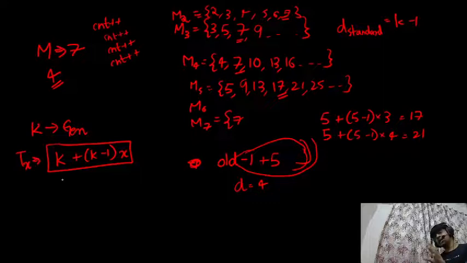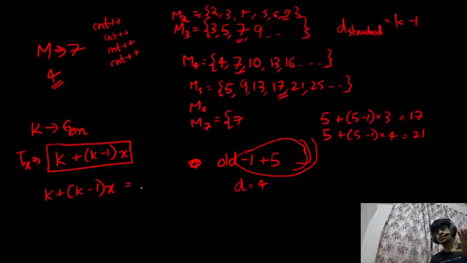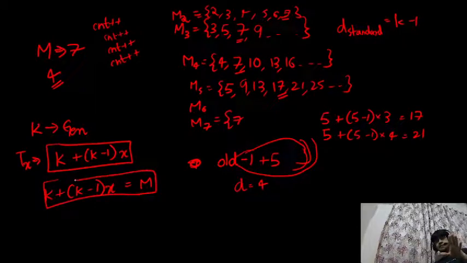You're not given k in the question, you're not given x, but you can say that k plus k minus 1 times x is equal to m. You are given m. Now the question is completely mathematical. How many solutions exist for this particular equation? How many values of k are possible? That is your final question. Given the equation k plus k minus 1 into x equals m, how many values of k are possible? So let's solve this right now.